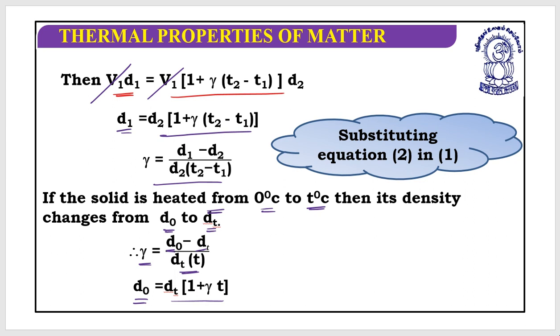One more thing could be done with this. Let's look at this. This is density at 0 degree Celsius, and this is density at T degree Celsius into bracket 1 plus gamma T. I hope this is clear.